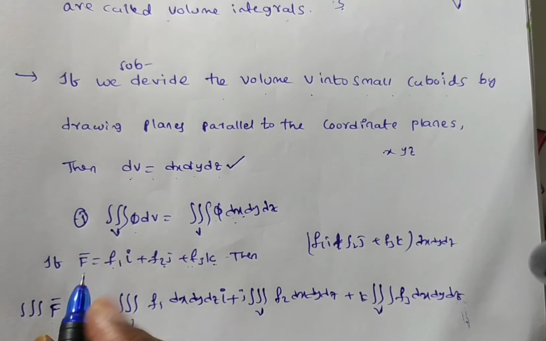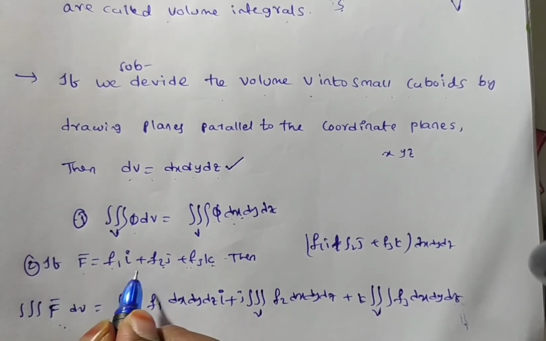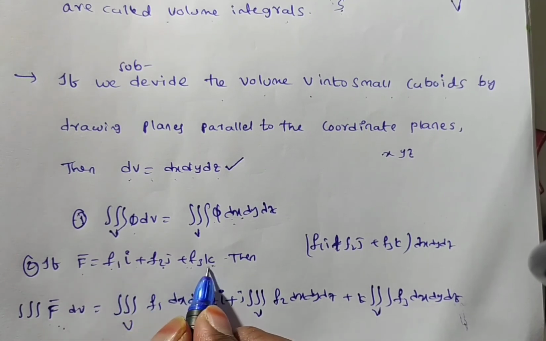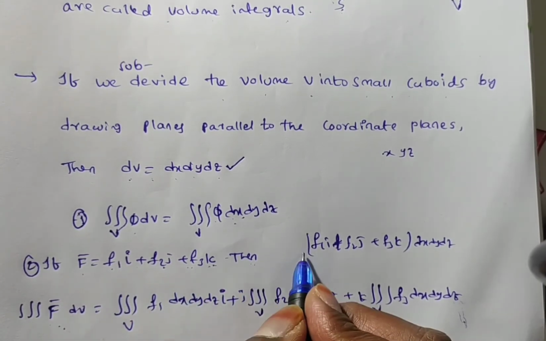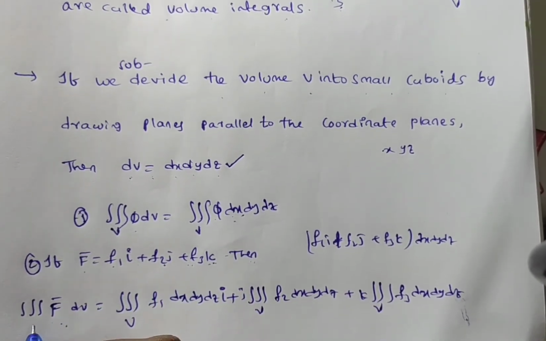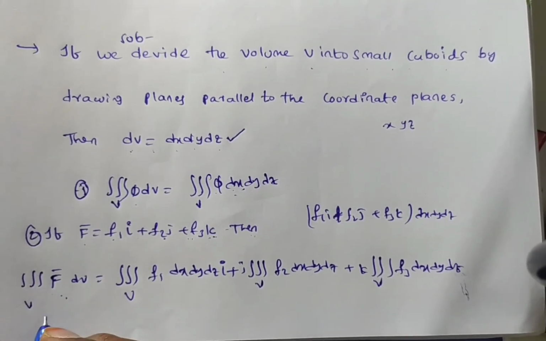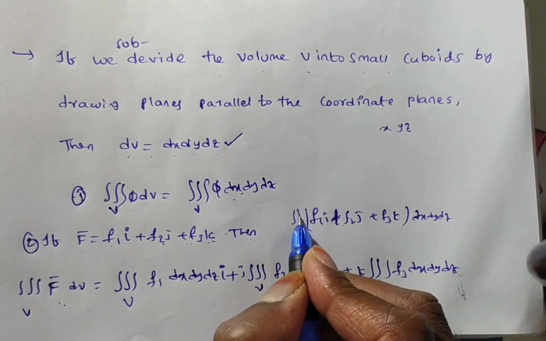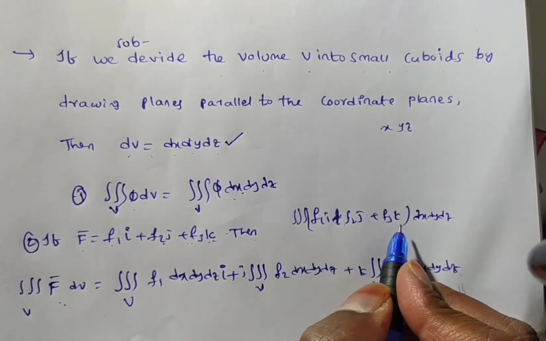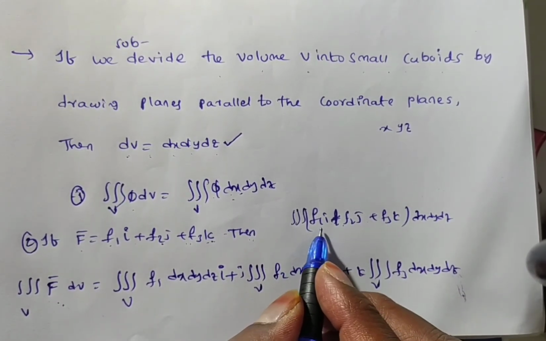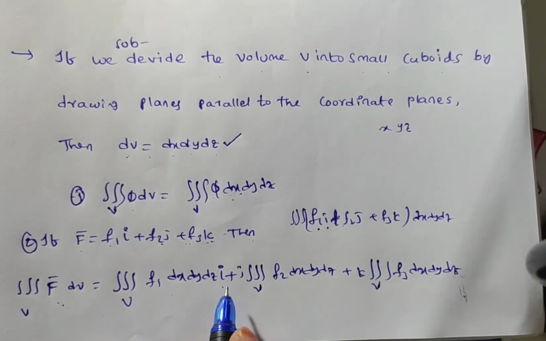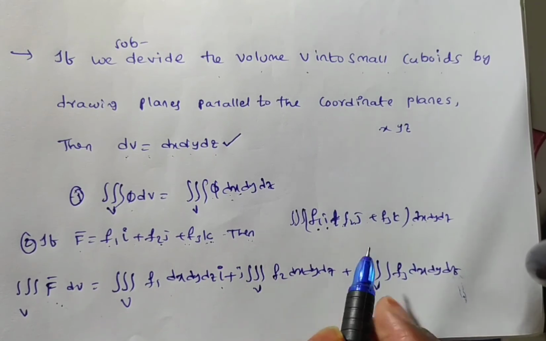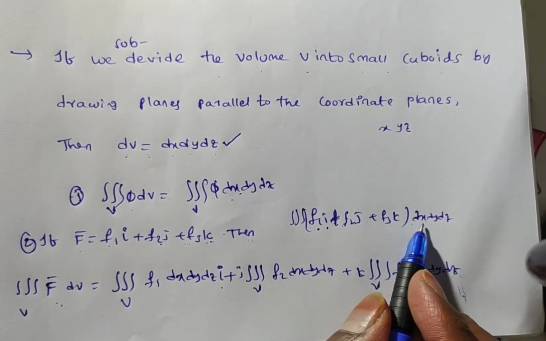Now the second form: if f bar is equal to f1 i plus f2 j plus f3 k, a vector point function where f1, f2, f3 are continuous functions, then we can write the triple integral over V of f bar dV as the triple integral over V of (f1 i plus f2 j plus f3 k) dx dy dz. Now you can separate this one. Then you will have i times f1 dx dy dz, plus j times f2 dx dy dz, plus k times f3 dx dy dz.